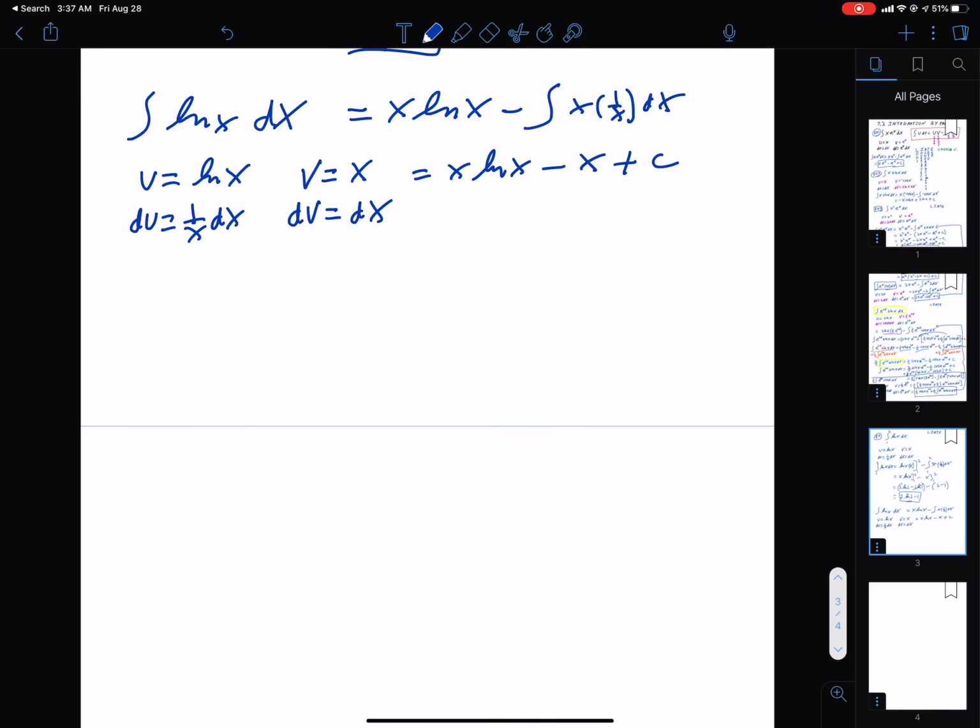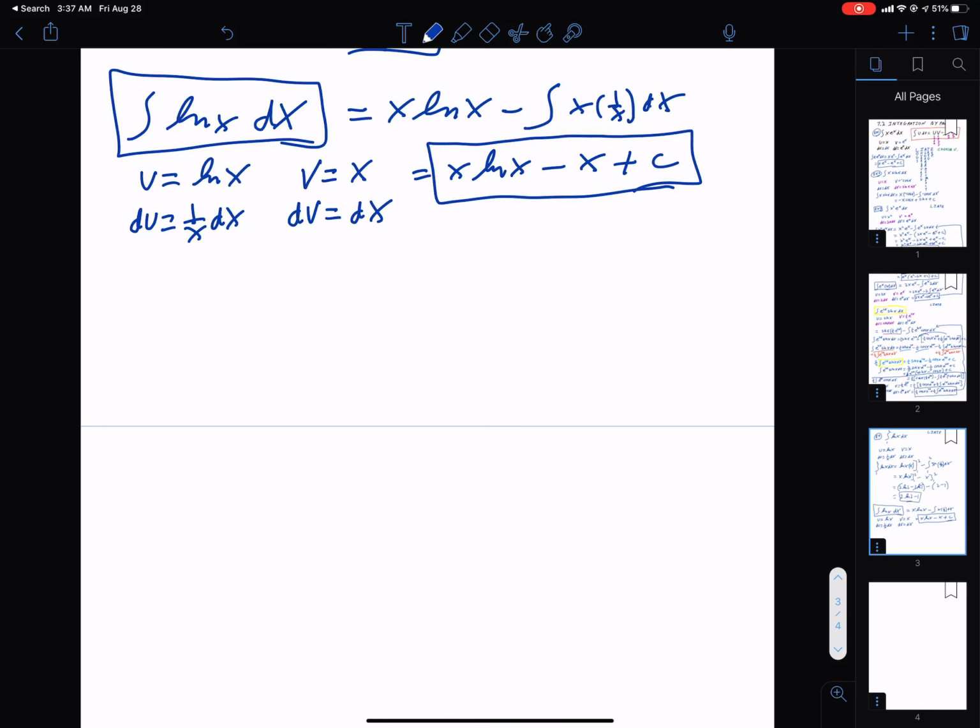x, 1 over x dx. So this is x ln of x minus x plus c. The reason I did that, the book has a theorem. Now you should know the antiderivative of ln of x is x ln of x minus x plus c. It's something that they'd have you memorize, but if you don't have it memorized, you would just do integration by parts. That's the end of the lesson.